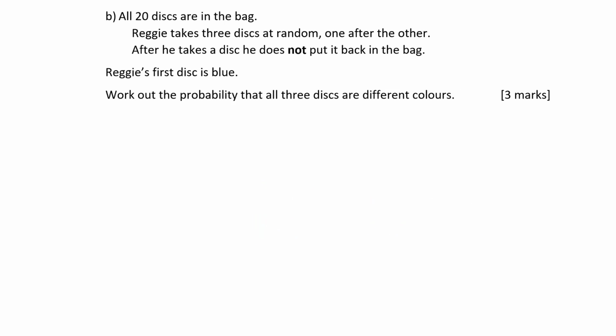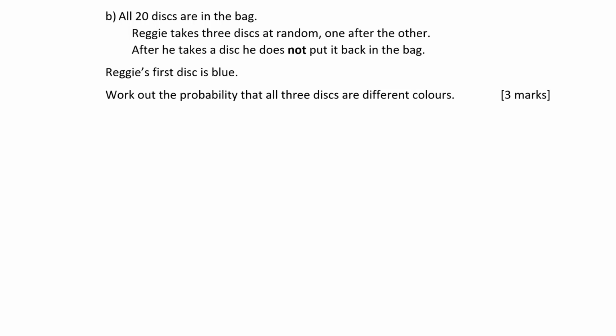18b. All 20 discs are in the bag. Reggie takes 3 discs at random, one after the other. After he takes a disc, he does not put it back in the bag. Reggie's first disc is blue. Work out the probability that all 3 discs are different colours.